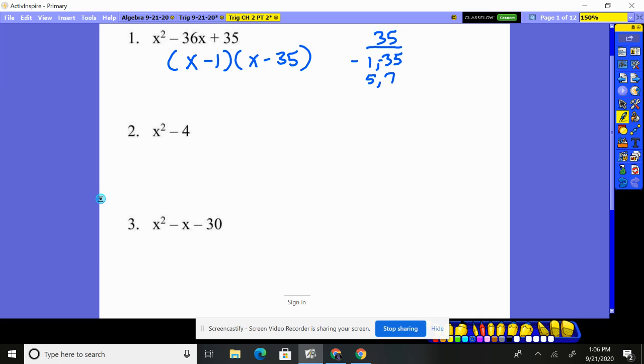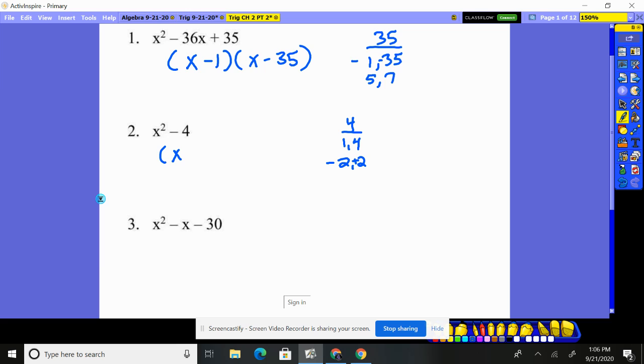Problem 2. There's no x's. What happened? You could sit here and do, 1 and 4, 2 and 2. Since it's negative, 1 is negative, 1's positive. Yeah, it's going to be this right here, a negative 2 and a positive 2, because together they give you 0 x's in the center.